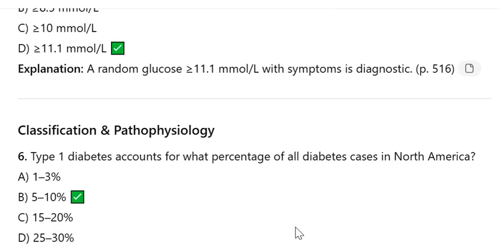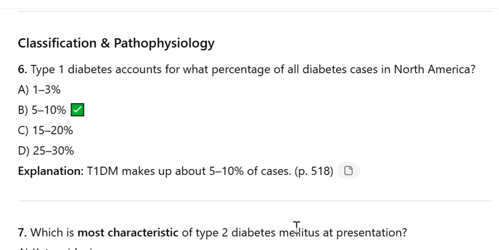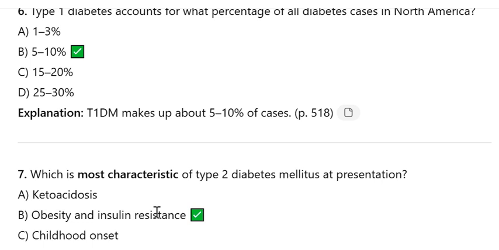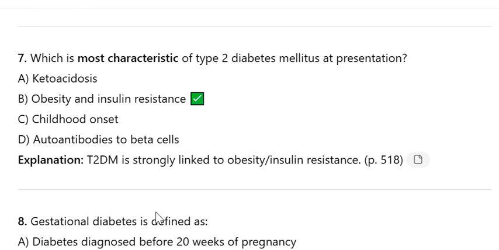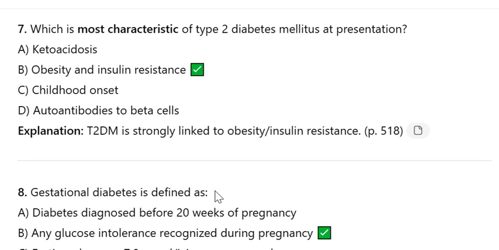Classification and pathophysiology. 6. Type 1 diabetes accounts for what percent of diabetes cases in North America? A, 1 to 3%, B, 5 to 10%, C, 15 to 20%, D, 25 to 30%. Explanation. T1DM makes up about 5 to 10% of cases. 7. Which is most characteristic of type 2 diabetes mellitus at presentation? A, ketoacidosis and insulin resistance. C, childhood onset. D, autoantibodies to beta cells. Explanation. T2DM is strongly linked to obesity and insulin resistance.